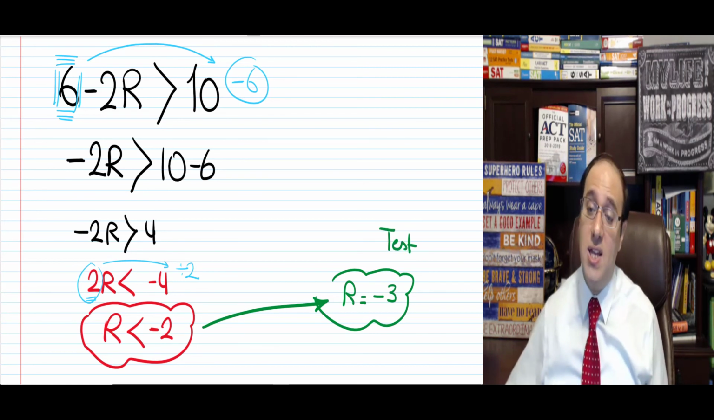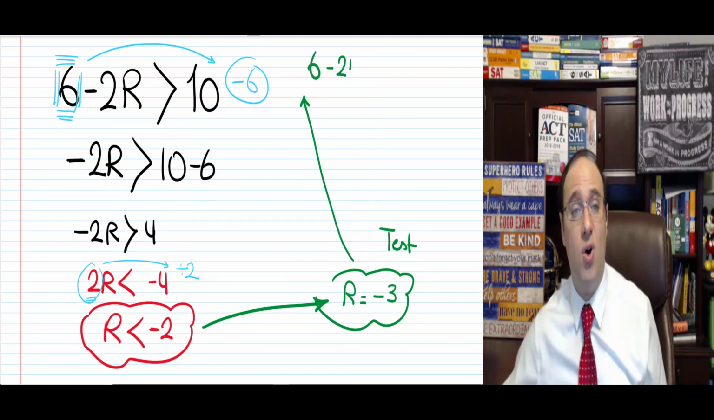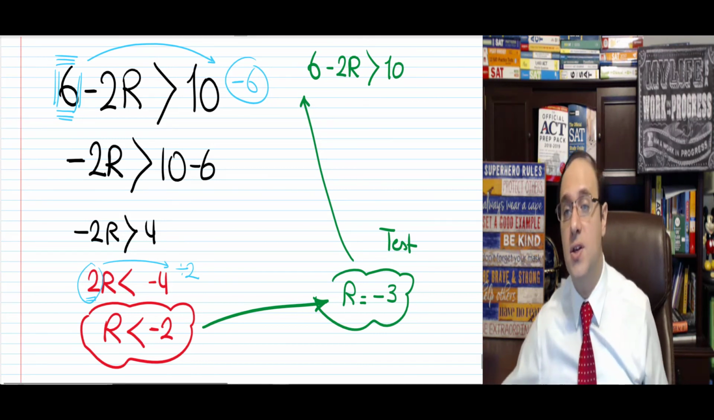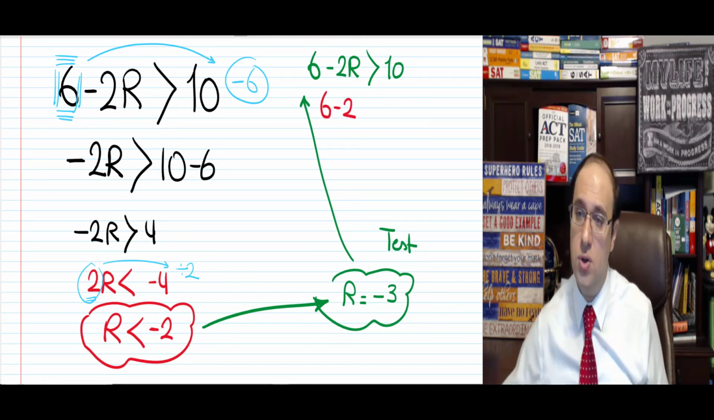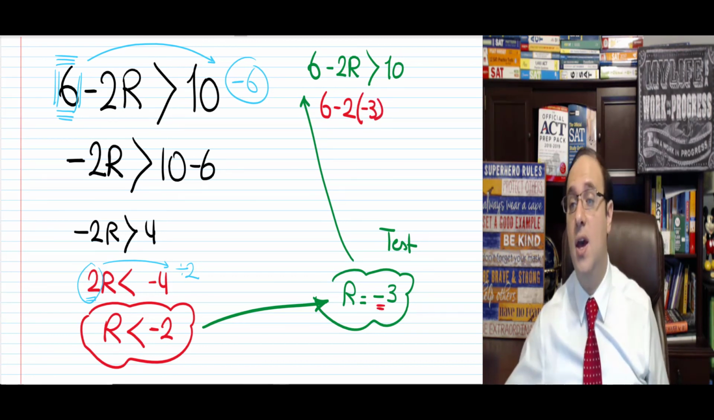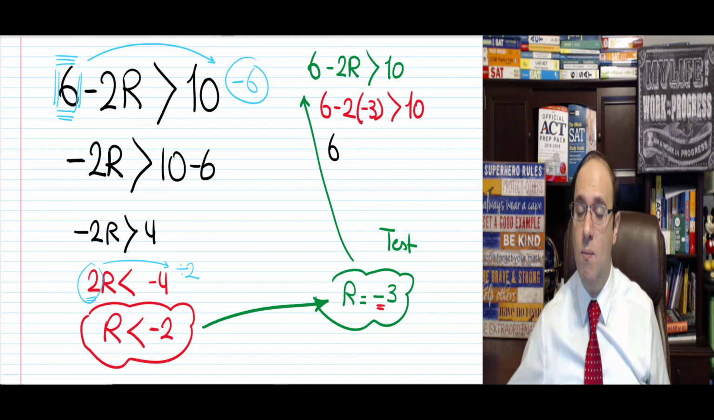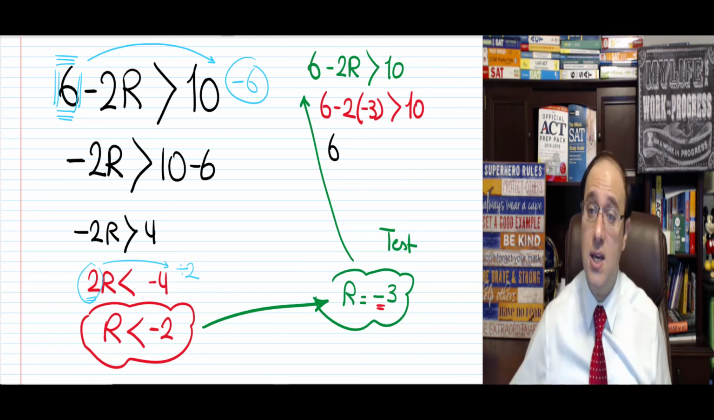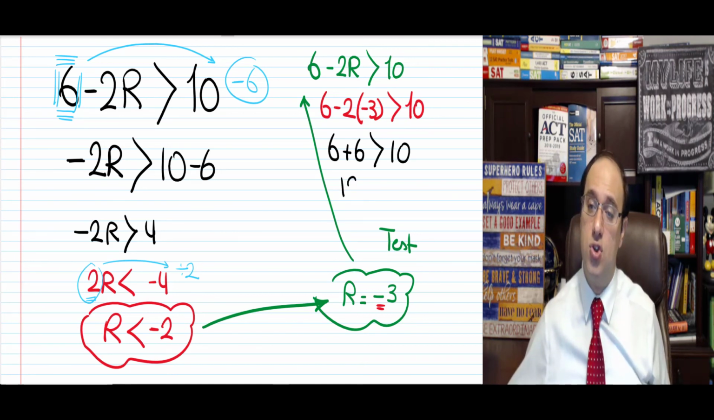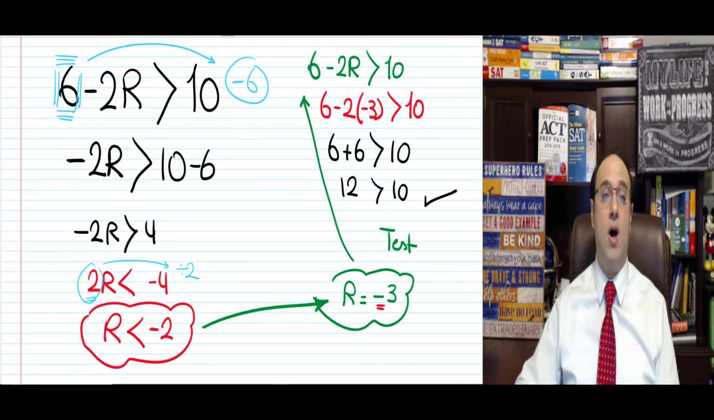Okay? Now, take this r equals -3 and put it into the original: 6 minus 2r is greater than 10. Okay, perfect. 6 minus 2 times -3, because r here in my assumption is -3, is greater than 10. So it's 6 minus 2 times -3 is positive 6, so 6 plus 6 is 12. Is 12 really greater than 10? Yes, it is. So I'm right.